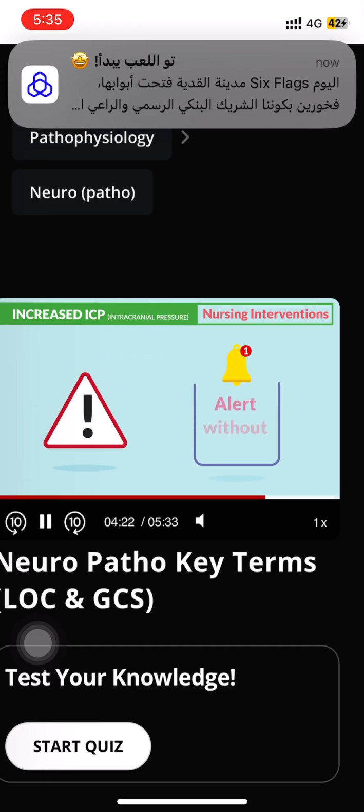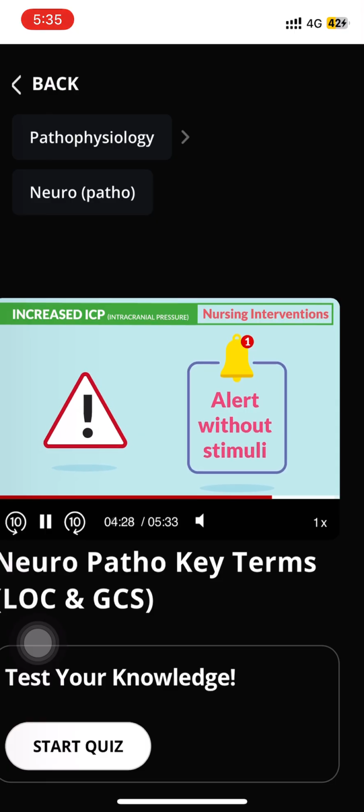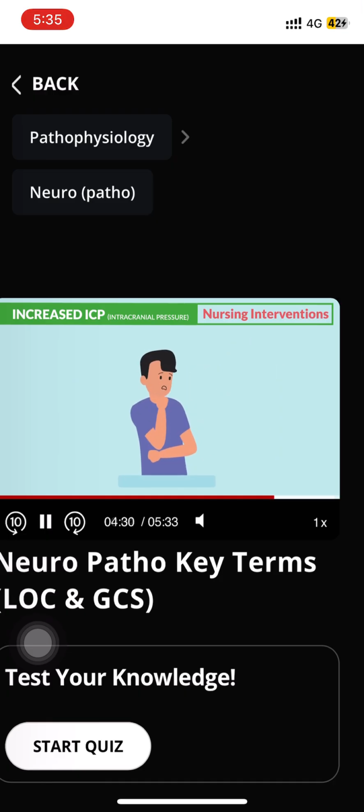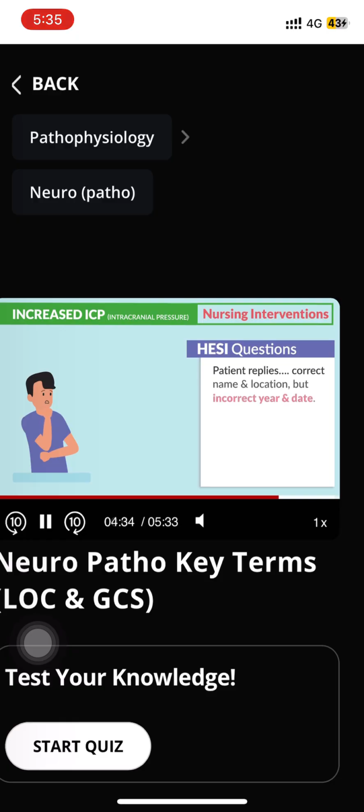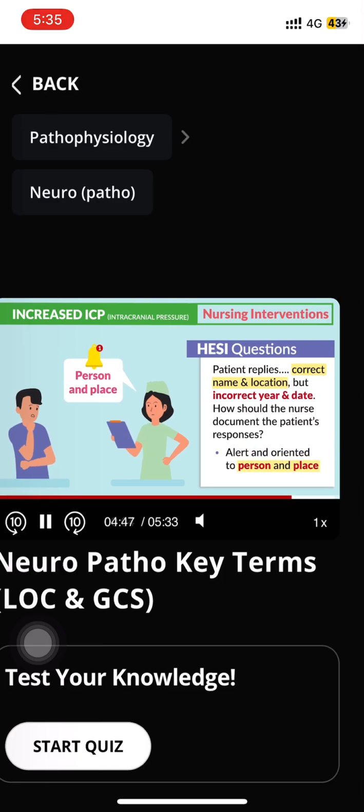Now, we did see 2 questions talking about alertness in terms of spontaneously alert, that alert without stimuli, and orientation, basically seeing if the client's confused. So the HESI mentions a patient replies with the correct name and location, but incorrect year and date. How should the nurse document this patient's response? And the correct answer was alert and oriented to person and place.